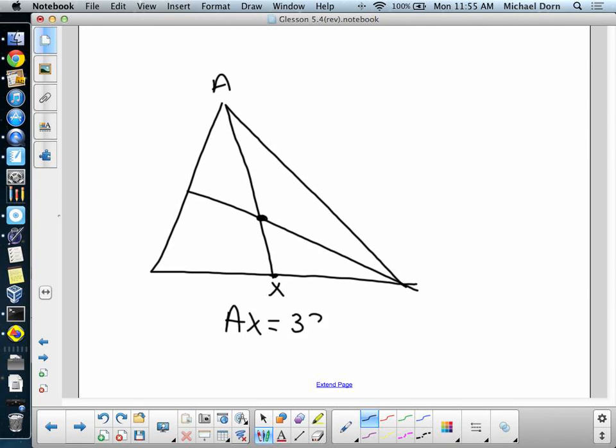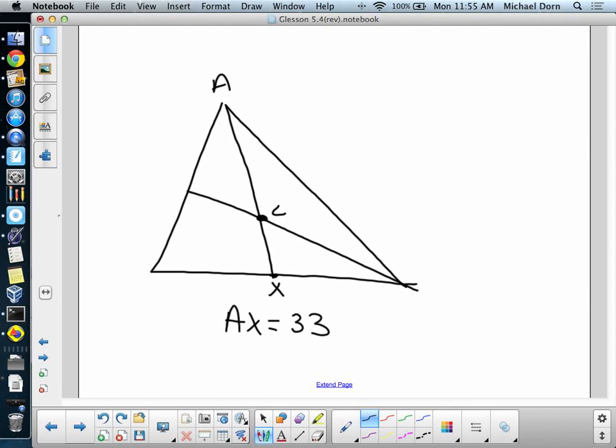and they tell us AX is 33. Call this point C for centroid. And they ask us to find the lengths of AC and CX. Remember, it's dividing in a 2-to-1 ratio, so we're dividing into 3 parts. So I could say 1/3 of 33 goes here and 2/3 of 33 go here. But since most people don't like to multiply by fractions, like 1/3 and 2/3, let's prefer not to do that.